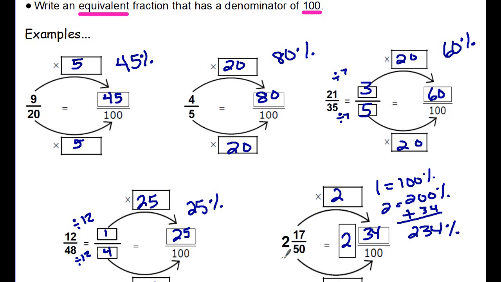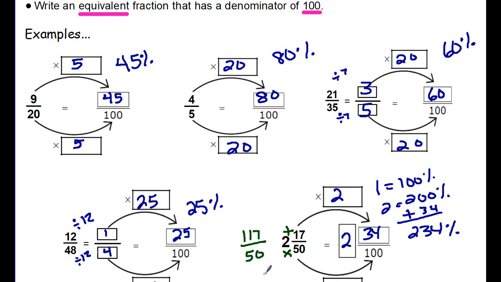Another way is to change this into an improper fraction. Sometimes you're going to have an improper fraction and you're going to need to change it to a percent. Instead of trying to change it into a mixed number first, you could leave it improper. Okay, so I know for my improper fraction, I have to multiply the denominator times the whole number and then add the numerator. So 50 times 2 is 100, plus 17 gives me 117, and the denominator stays the same.